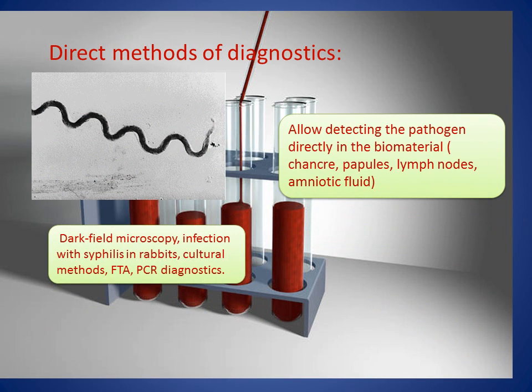The direct method of diagnosis allows detecting the pathogen directly in the biomaterial, especially chancre, papules, lymph nodes, amniotic fluid. Dark field microscopy, infection of rabbits with syphilis. Cultural method, FTA, PCR diagnostics.